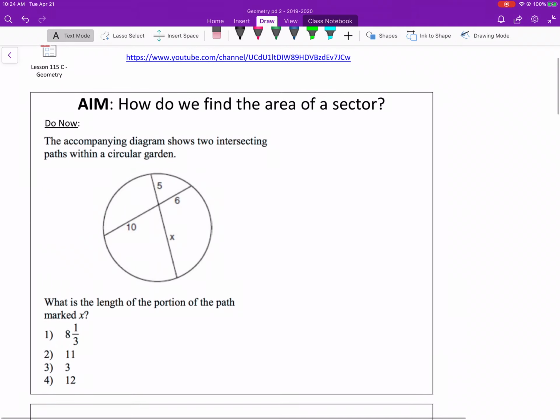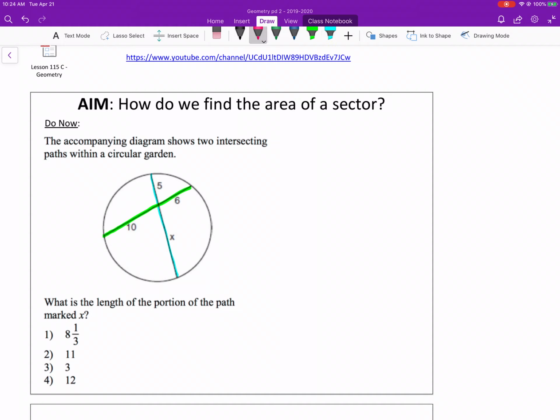The do now: the accompanying diagram shows two intersecting paths within a circular garden. What is the length of the portion of the path marked X? So these two paths that cross, they are chords within a circle. Here's one chord, and here's another chord.